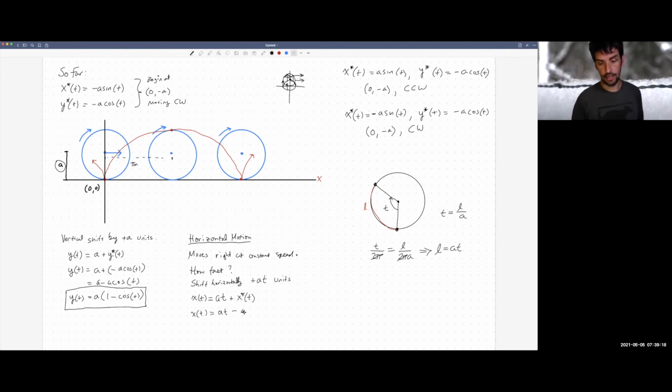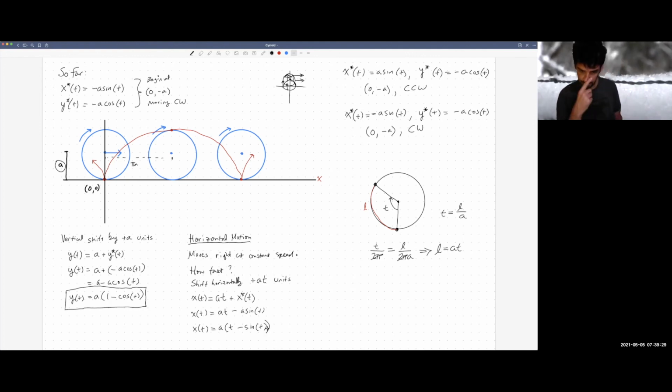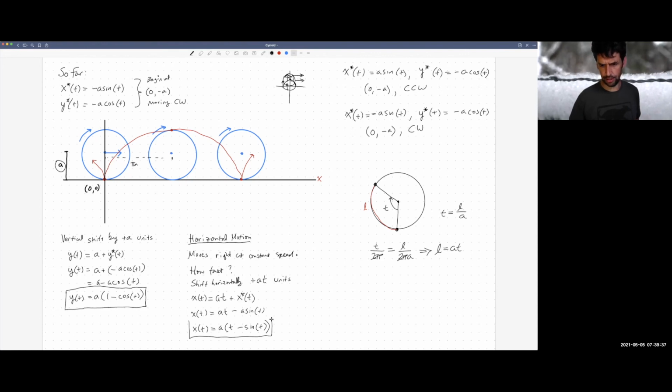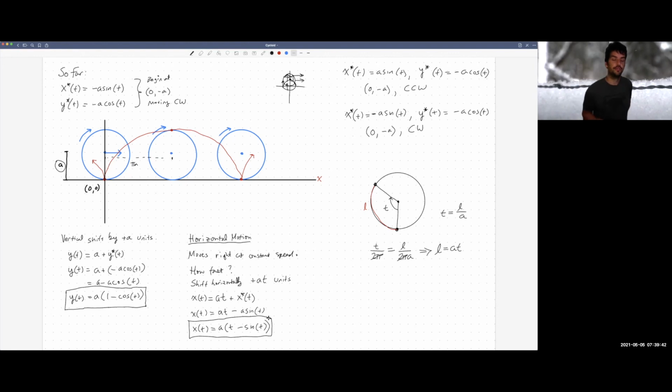minus a sine t, or x of t is equal to a times t minus sine t. Okay, so far so good. These should be our parametric equations for the cycloid.